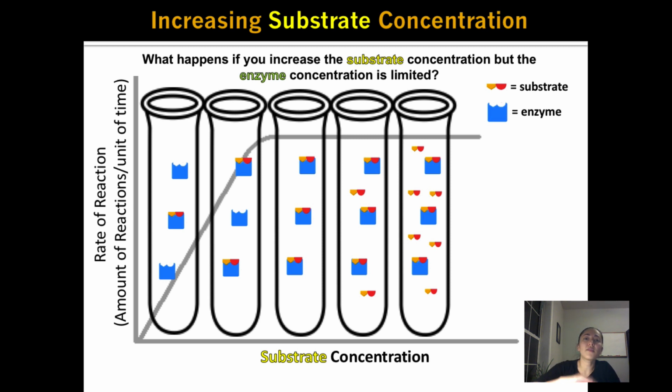My rate eventually will level off, and that happens because all the active sites are filled. In other words, the active sites are saturated with substrate at a certain point. And at that point is when the reaction will actually start leveling off. Right here, once all the active sites are filled, the reaction rate levels off.